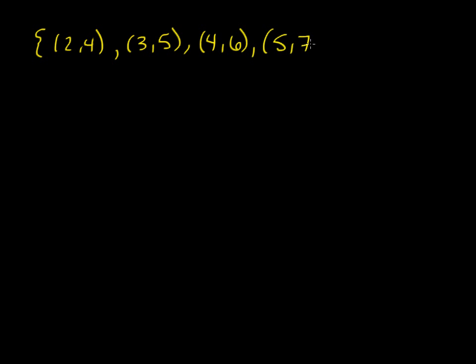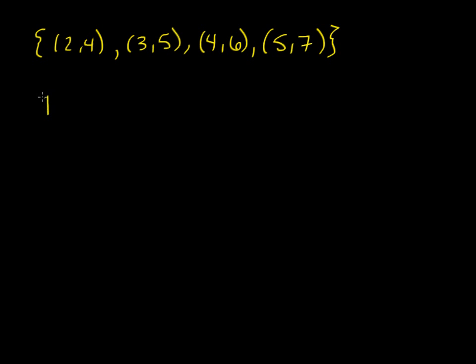Okay, so here's one example of a relation. We'll determine in a minute if it's a function or not. So we've got the points (2, 4), (3, 5), (4, 6), and (5, 7). Okay. Taking a quick look, this is indeed a function because for every x value, there's only one associated y value. We don't have any duplicate x values in this relation.